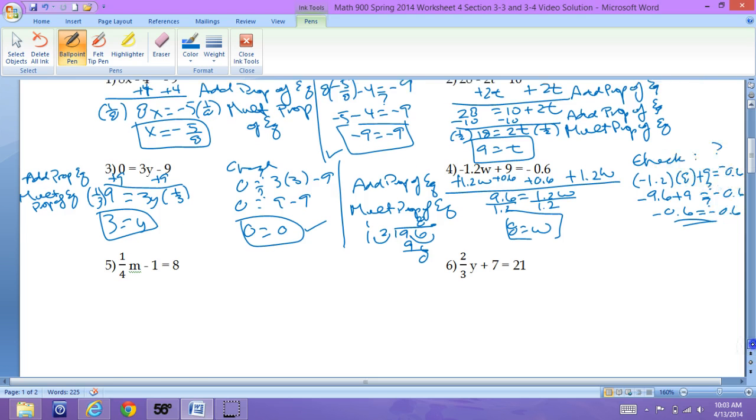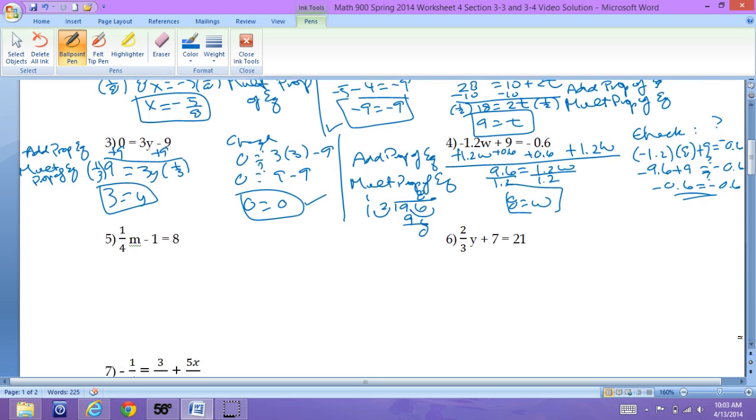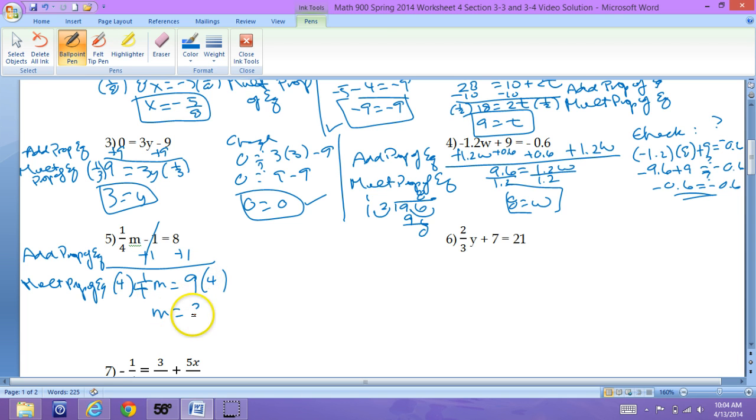So now we're getting down to fractions. So my 1/4 m is positive on the left-hand side, so I'm actually going to move the 1 over. And notice negative 1 and 1 make a zero pair, which is what we're supposed to get. And then we have 1/4 m equals 9. And this was the addition property of equations. And now we're going to use the multiplication property of equations to multiply both sides by the reciprocal of 1/4, which is 4. So our m equals 36.